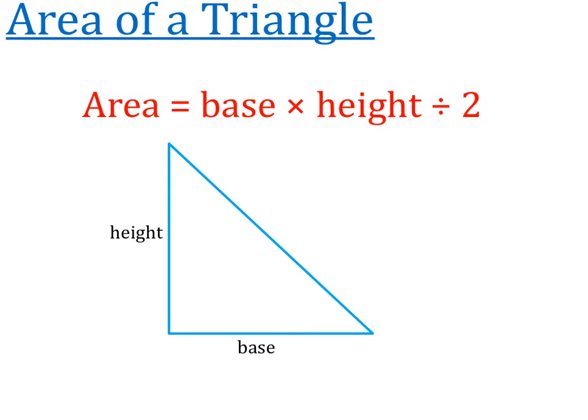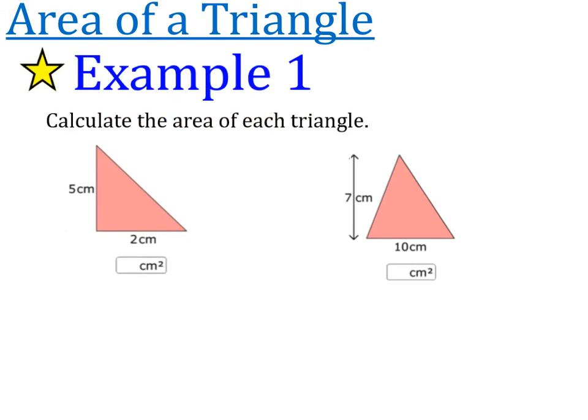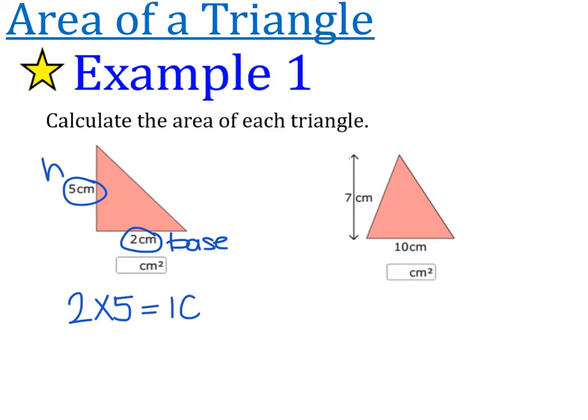Let's try some questions now. Alright, calculate the area of each triangle. This triangle on the left very clearly has a base of 2 and a height of 5. So we're going to do 2 times 5, which is 10. And then on a brand new line, I'm going to do 10 divided by 2, which gives me 5 centimeters squared. So the area of the first shape is 5 centimeters squared.